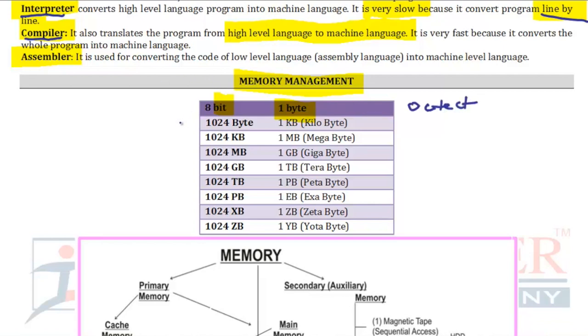Then 1024 byte are equal to 1 kilobyte. Similarly, 1024 KB or kilobyte are equal to 1 megabyte. You can have a question in your examination. For example, what does 1024 GB equals to? And in options, they can give you 1 GB, 1 TB, 1 PB, or 1 EB. Then the answer should be 1024 GB equals to 1 terabyte.